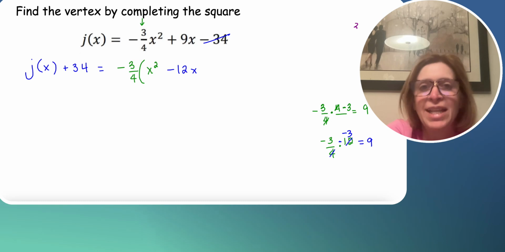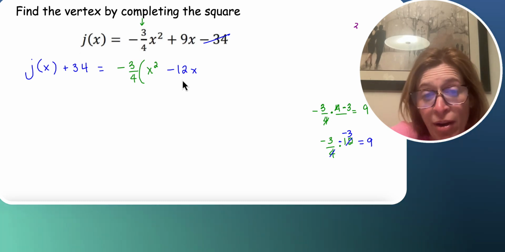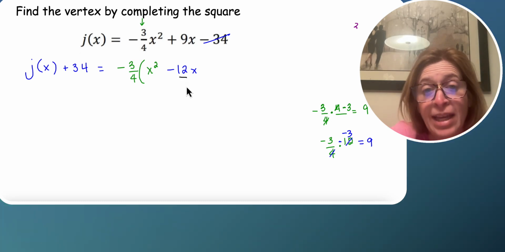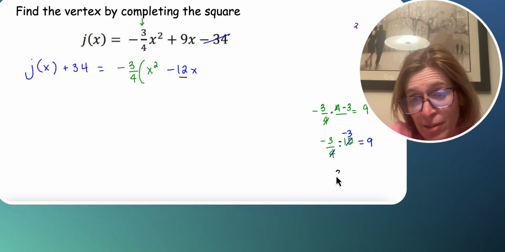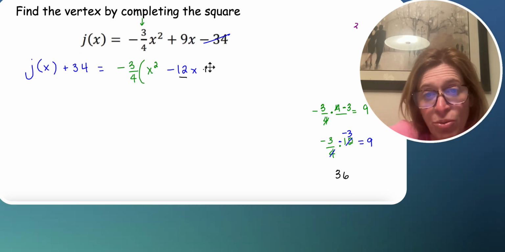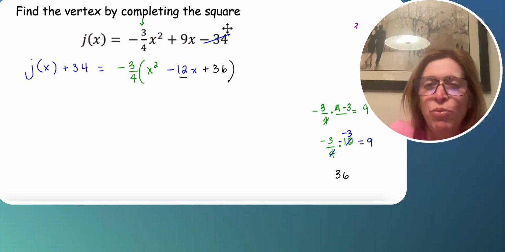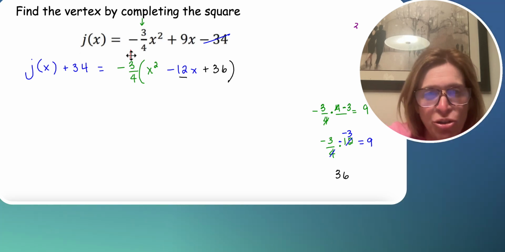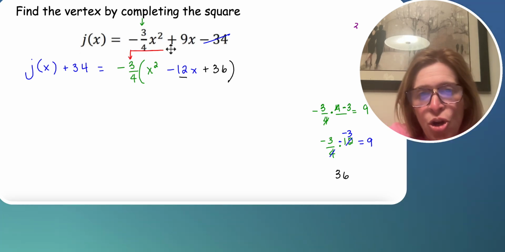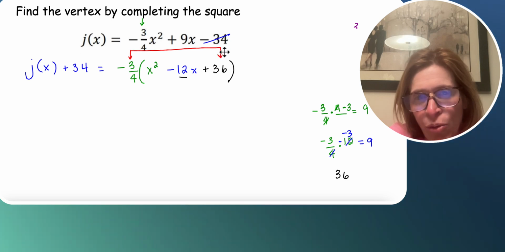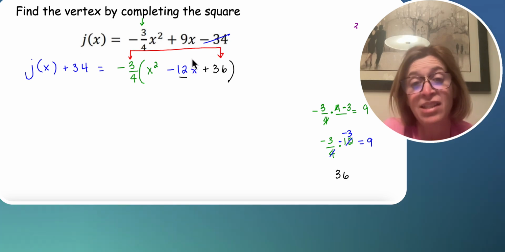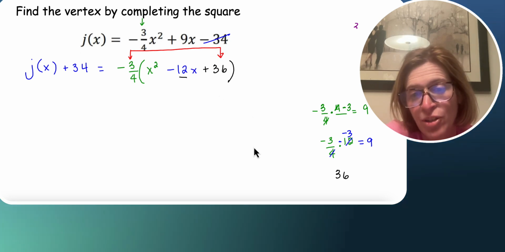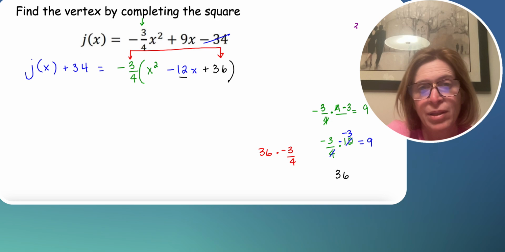All right, now we're ready to complete the square. So to complete the square, I take half of 12 and I square it, which is 36. So I'm going to add 36 right here. But what you have to be really careful about, and what makes this tricky, is because you factored out a negative 3/4, what you actually added to the equation was 36 times negative 3/4. So I do have to actually multiply 36 times negative 3/4. I'm going to simplify that.